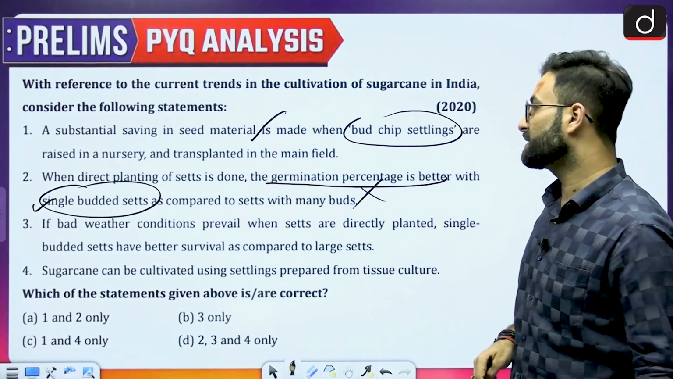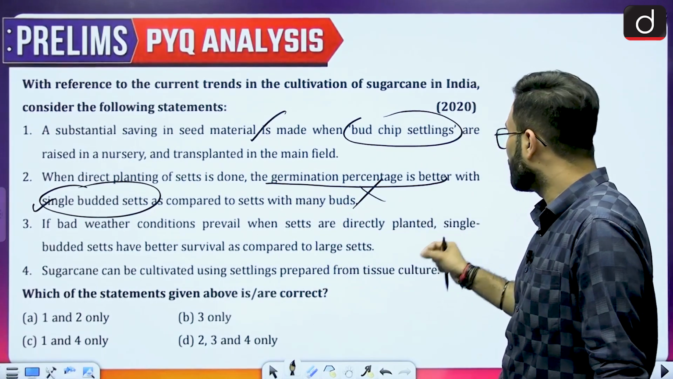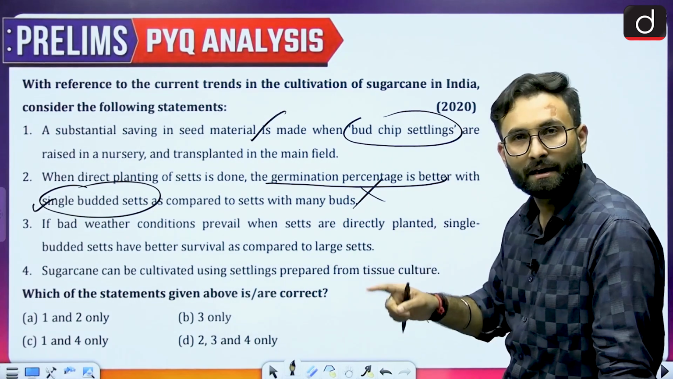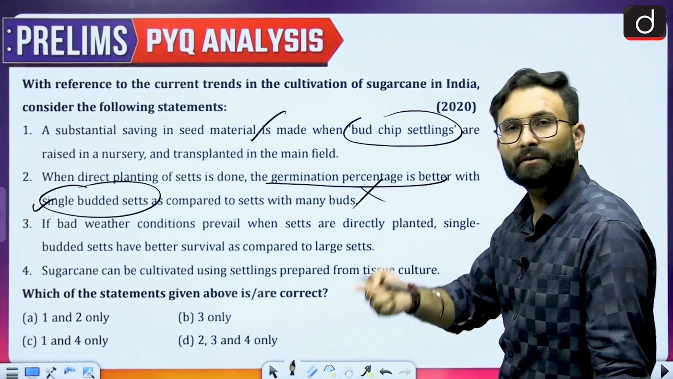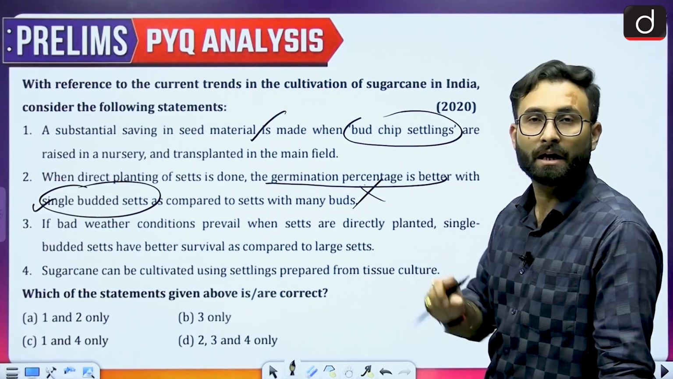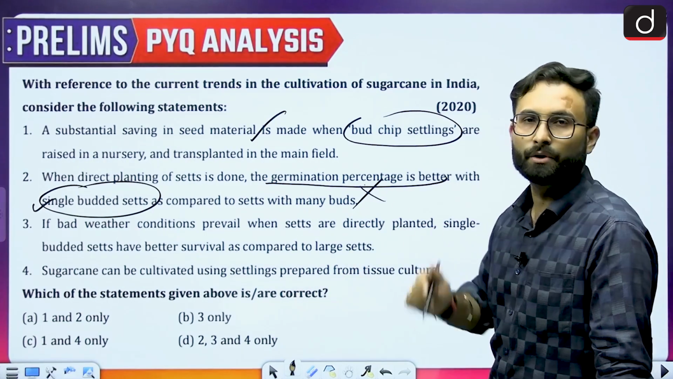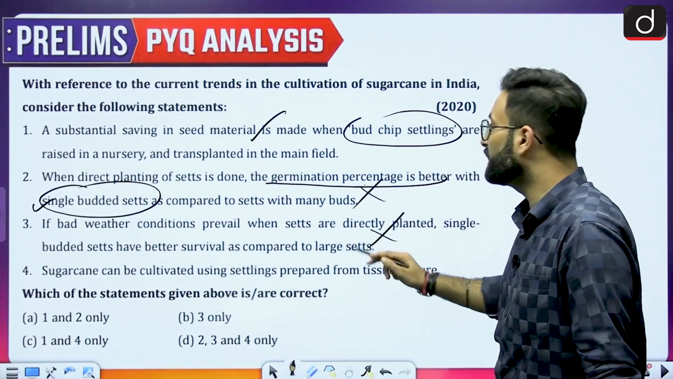If bad weather conditions prevail and the sets are directly planted, the single budded sets have better survival as compared to the large sets. Again, I am telling you the same logic. The single one will have a lesser chance of survival, and if there are larger sets, they will have better chances of survival. So statement 3 is also wrong.